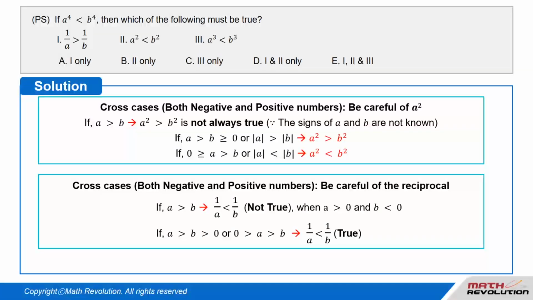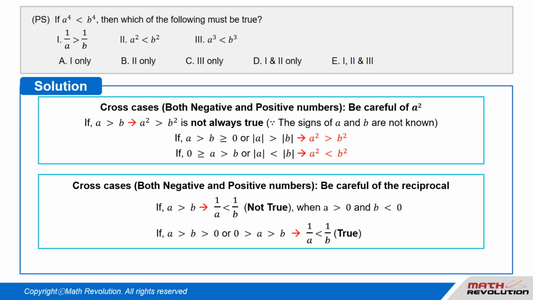Solution. Cross cases, both negative and positive numbers. Be careful of the reciprocal. Always be careful when dealing with negative numbers, including the cross multiplication cases, which are related differently to positive numbers and negative numbers. If we are given that a is greater than b, then 1 over a is smaller than 1 over b will not be true when a is greater than 0 and b is smaller than 0.